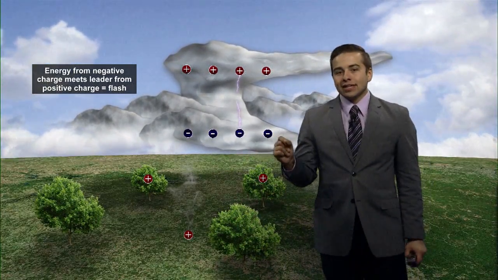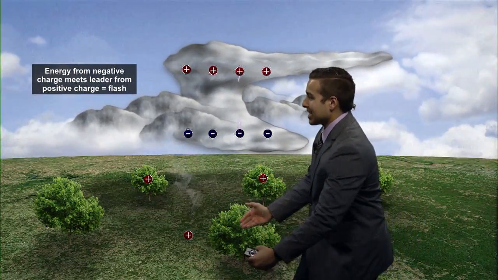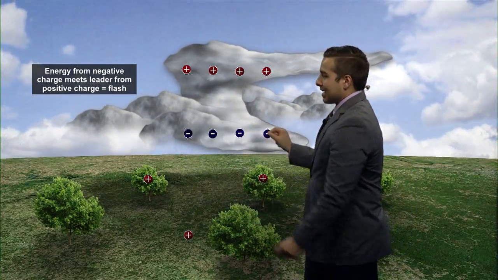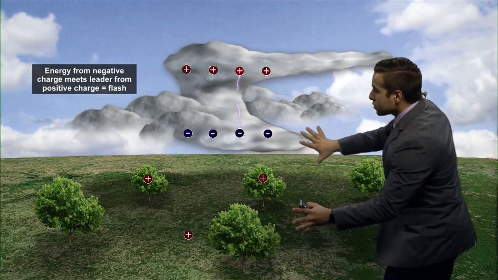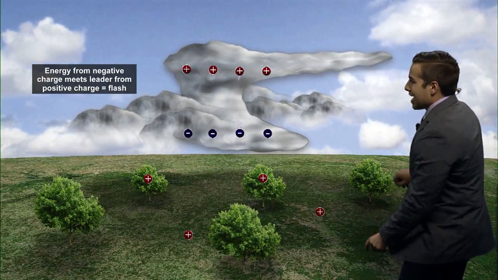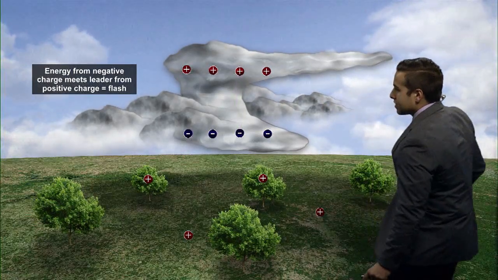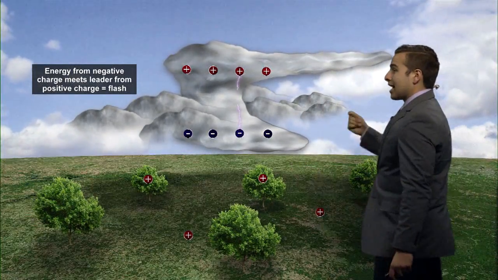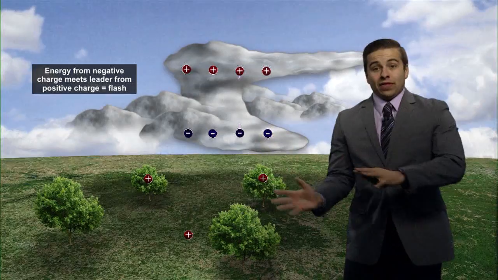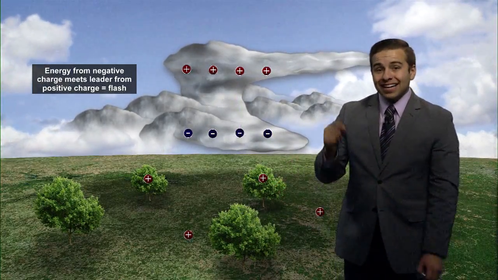Now, initially the lightning starts from the ground as a step leader and connects with that negative charge at the cloud base, and there can also be negative charges further removed, and that can actually connect with some of these positive charges a little bit further off. That's why sometimes lightning actually strikes within several miles from the storm, and that can be really deadly.